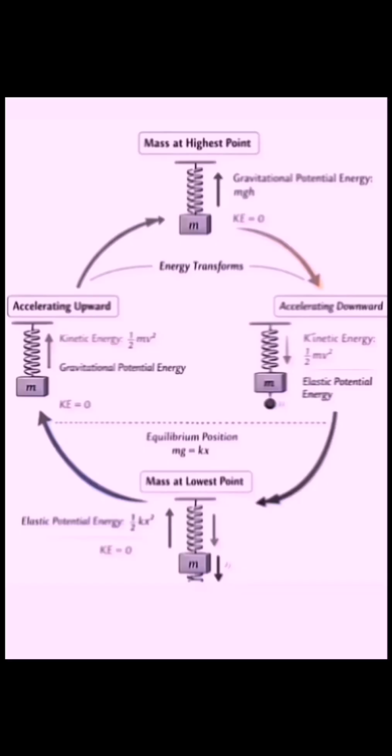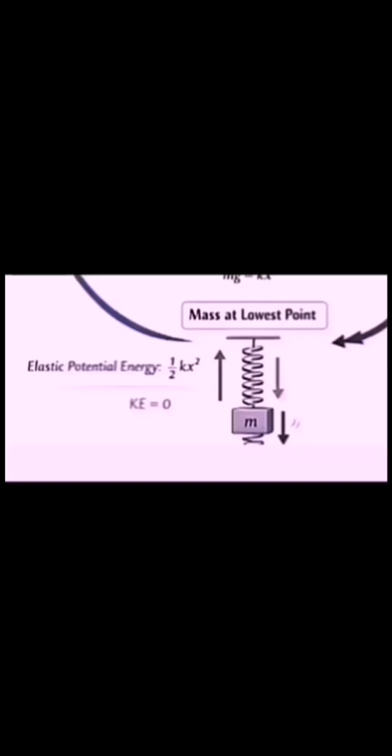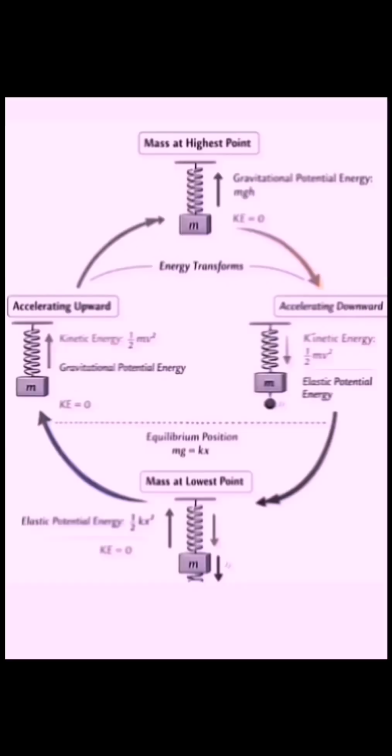Here it shows the full cycle where energy transforms from one form to another. Starting at the bottom, we pull the mass down, we store maximum potential elastic energy in the spring, so we've got no motion, no kinetic energy, we've just got potential energy, and then we're going to let the mass go.